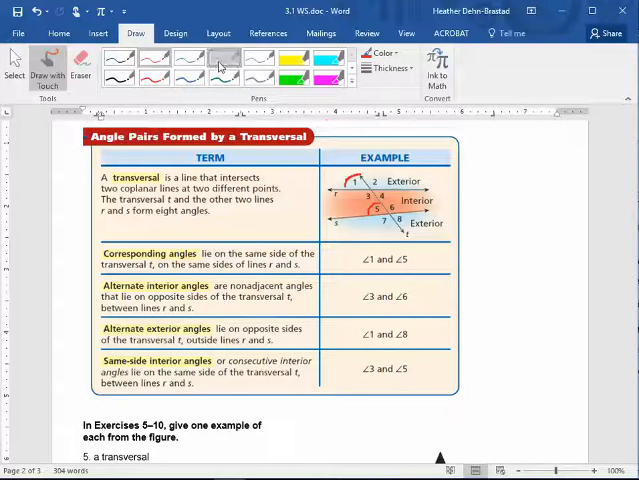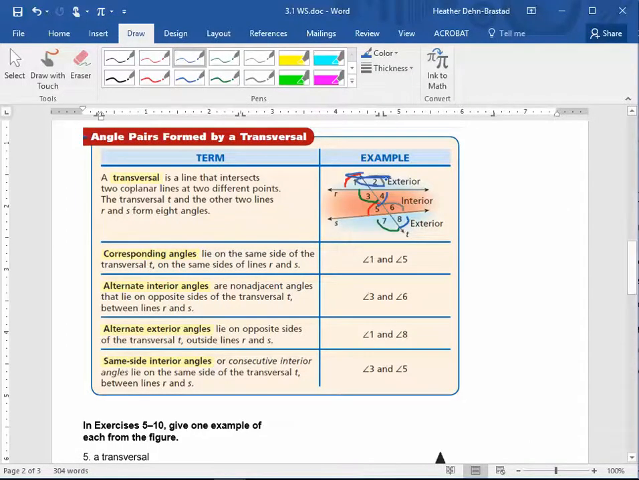But also corresponding angles would be 3 and 7, because those are both on the left side of the transversal and below line R and below line S. Those are corresponding as well. So there's going to be more than one answer for many of these. There's also corresponding angles for 2 and 6. They're in the same position. And finally, 4 and 8 are corresponding angles. So we could have chosen any of those for corresponding angles.